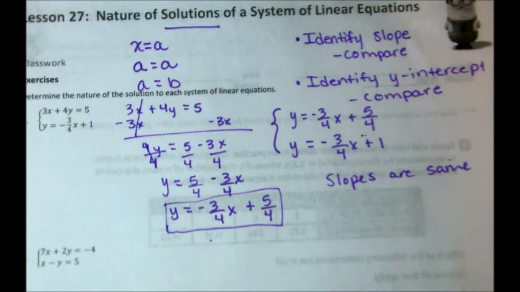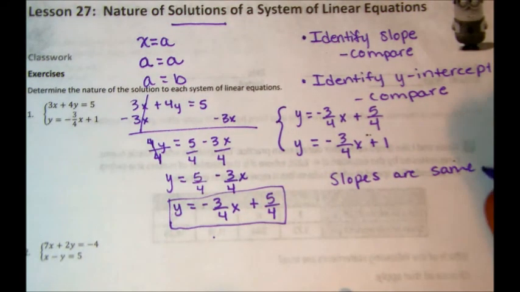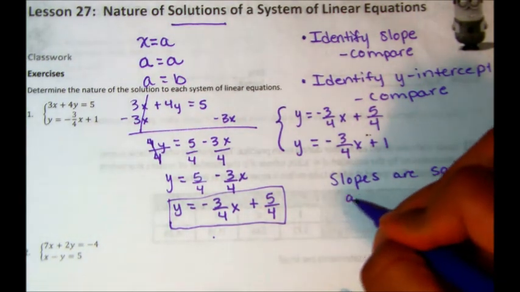Well, first off, let's just stay on slope. When I notice that my slopes are the same, what does that tell us about a line? Think about lesson 26. When our slopes were the same, what type of line did that create? Yeah, the slopes are the same, so I know the lines are parallel.